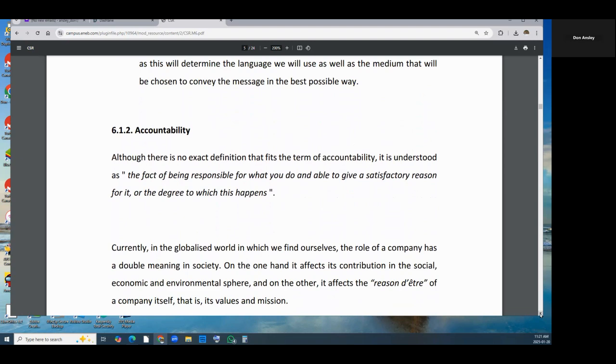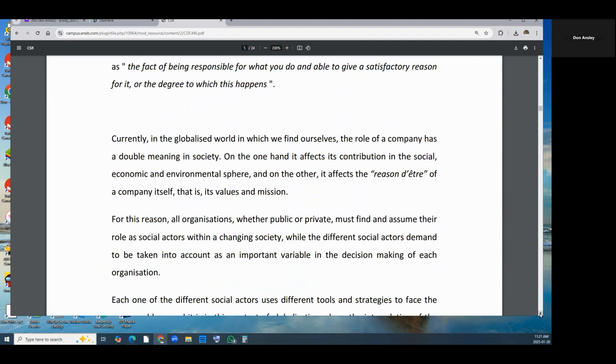Accountability. Although there are no exact definitions that fit the term of accountability, it's understood as the fact of being responsible for what you do and being able to give a satisfactory reason for it or the degree to which it happens. Currently, in the globalized world in which we find ourselves, the role of the company has a double meaning in society. On the one hand, it affects the contributions in the social, economic, and environmental sphere, and on the other, it affects the life and debt for the company itself, that is, its values and mission.